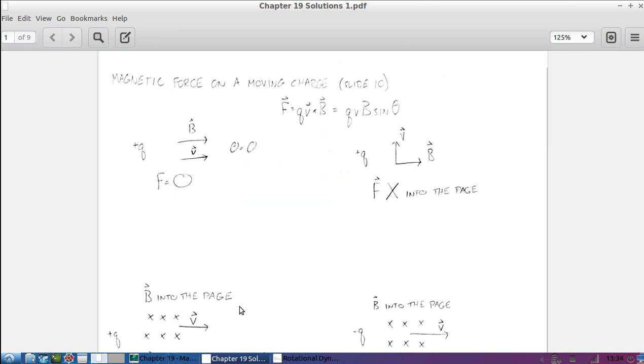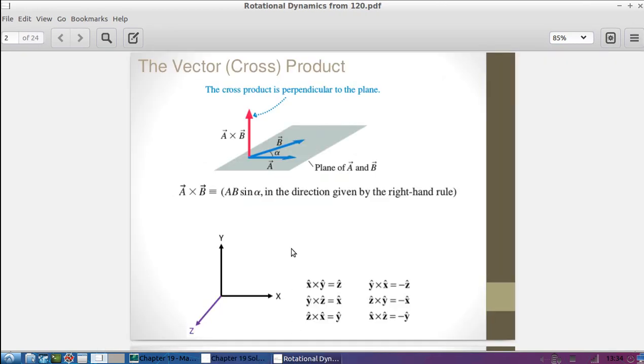I'll do a quick recap on the cross product. Since I don't really have the technology to make a video walking you through it, I'm going to upload some other videos that help explain this right-hand rule, if you haven't seen it before, or maybe it's been a while since you've taken 120.